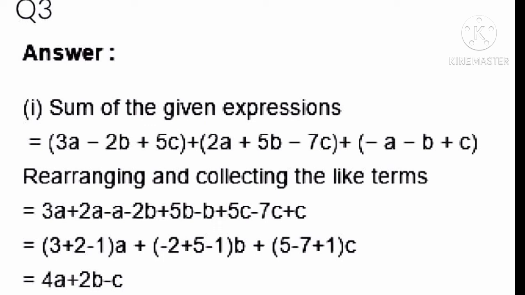So the line which we will be writing is rearranging and collecting the like terms. So it is 3a plus 2a minus a minus 2b plus 5b minus b plus 5c minus 7c plus c. Now let's add the numerical coefficients. So 3 plus 2 minus 1 we get 4a, minus 2 plus 5 minus 1 we get plus 2b, and 5 minus 7 plus 1 we get minus c. So our answer is 4a plus 2b minus c.